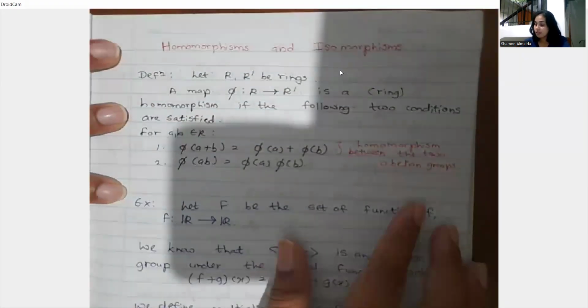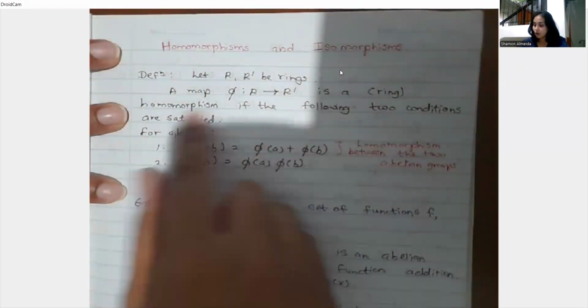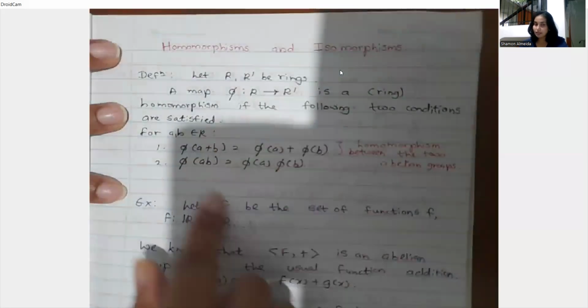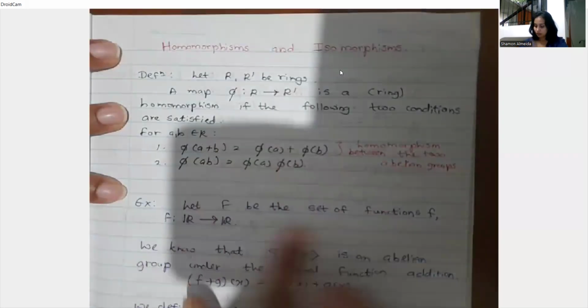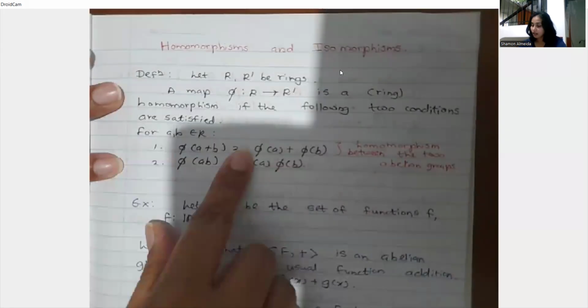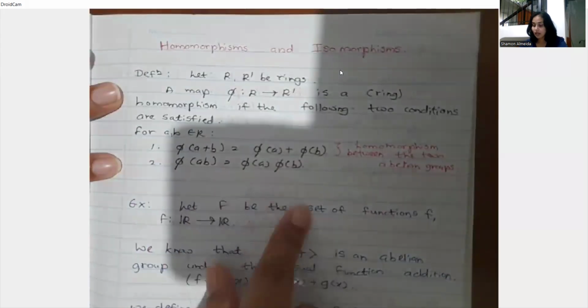If we have two rings R and R prime, a map phi from R to R prime is what we call a ring homomorphism, or simply a homomorphism, if the following two conditions are satisfied. For each a, b in R, this first condition: phi of a plus b is equal to phi of a plus phi of b. Essentially, it's saying that this mapping is a homomorphism between the two abelian groups, R and R prime.